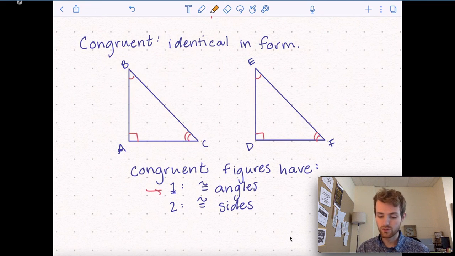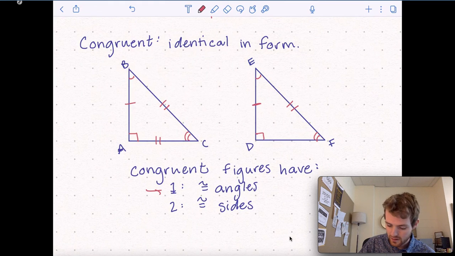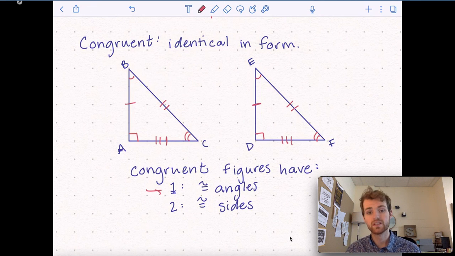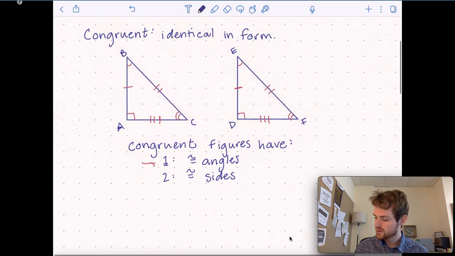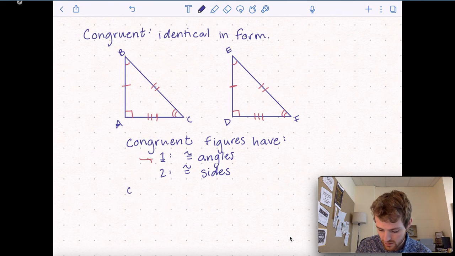The same thing is true with sides. If we show that AB, we need to find in our other triangle a side that is congruent to AB. Each side has to have a congruent match in order to be congruent. If we have this information, then we learned how to write a congruence statement.